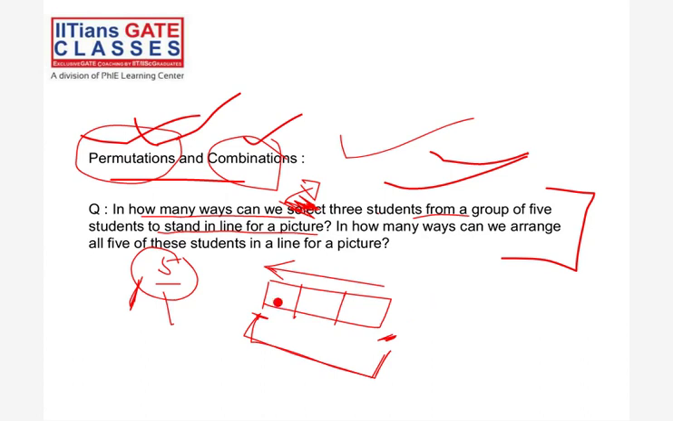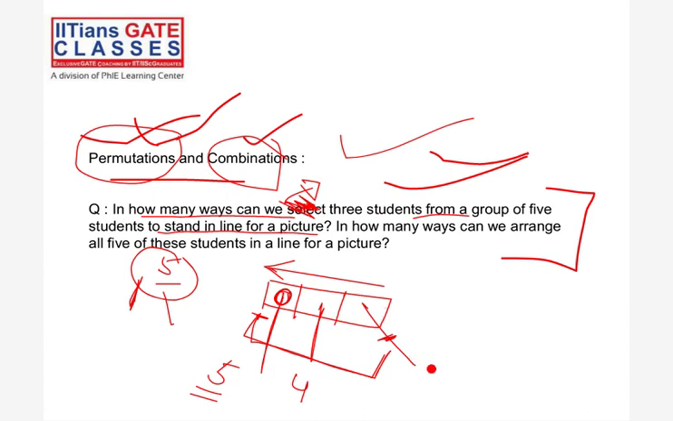So how many ways are there? Now you can apply the product rule simply, because for the first position you can pick any of these 5 students. But once you pick one student here, now for this second place you can pick any of the 4 students, right? I am simply using the product rule.